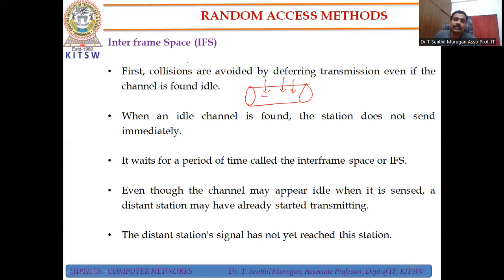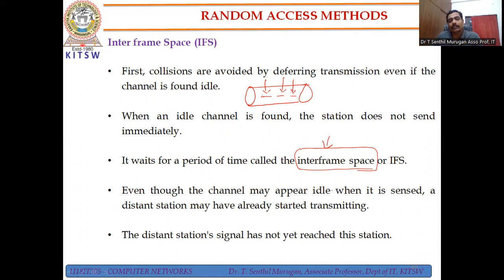So what is the first rule they are saying? They are saying that don't send data immediately, even if the medium is idle. It will wait for a period of time called interframe space. So we have to allocate some time, and for that time the particular station will wait. That time is considered as interframe space. Even though the channel may appear idle when it is sensed, a distant station may have already started transmitting.